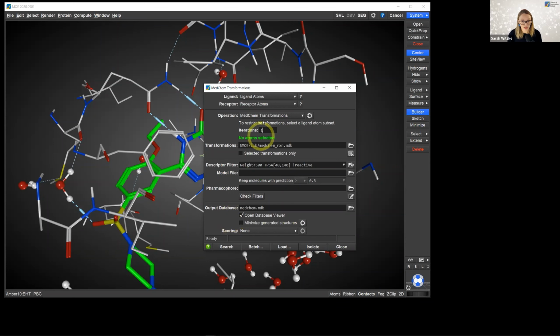Now, what you might notice here in the second part, so the part with the settings for the medicinal chemistry transformations, is it in green says no atoms selected.